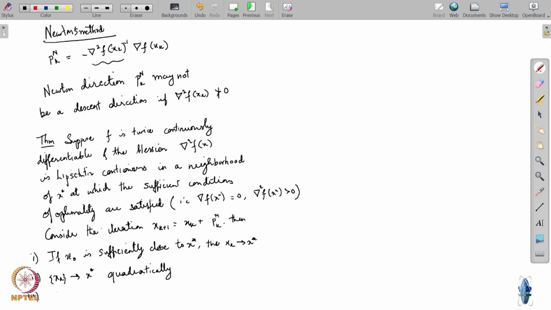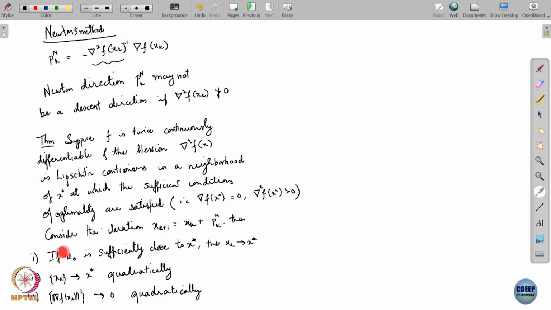And third, if you look at the norm of the gradients, this norm of the gradients also converges to 0 quadratically. So, let's take a note of a few things. I mentioned to you, let's see what the theorem is saying, that if f is twice continuously differentiable and the Hessian is Lipschitz continuous in the neighborhood of x star at which the sufficient conditions of optimality are satisfied, that means it's a local minimum of your function f. And you look at this iteration, which is x k plus 1 equals x k plus p n k, where you are taking a Newton step.